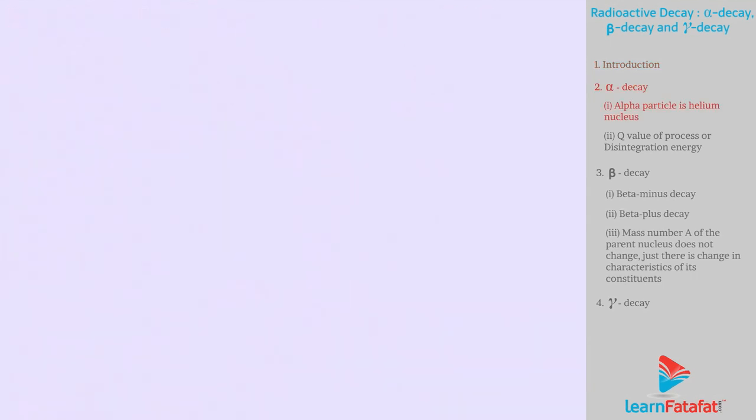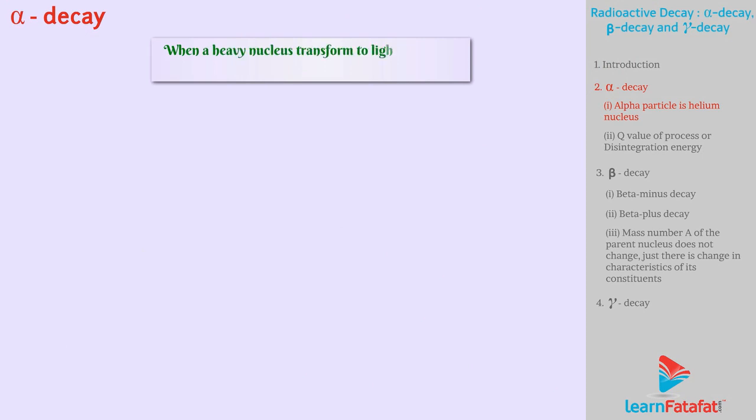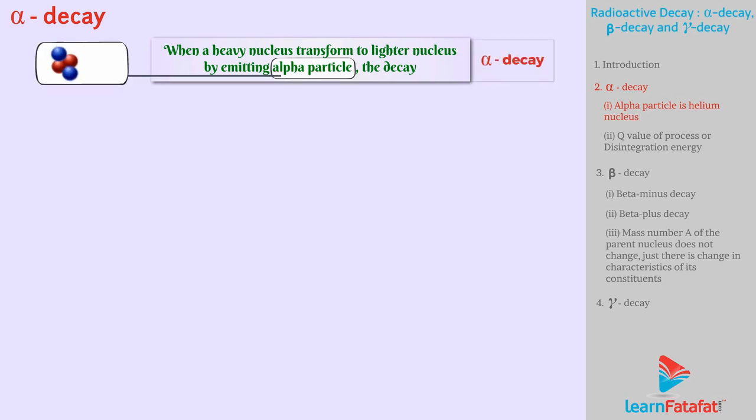Let's first understand alpha decay. When a heavy nucleus transforms to a lighter nucleus by emitting an alpha particle, the decay is called alpha decay. An alpha particle is a helium-4 nucleus, He(2,4).